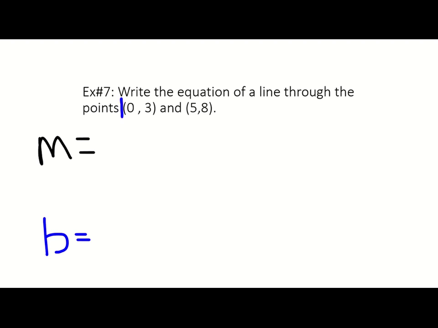Well, if I look at my points, I see that the first point, (0, 3), would be my y-intercept because it is written like a y-intercept. So b would be the number 3 based on that point.